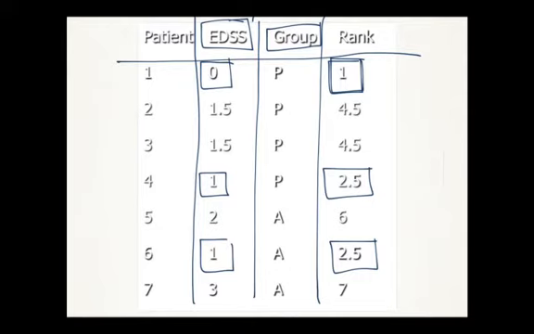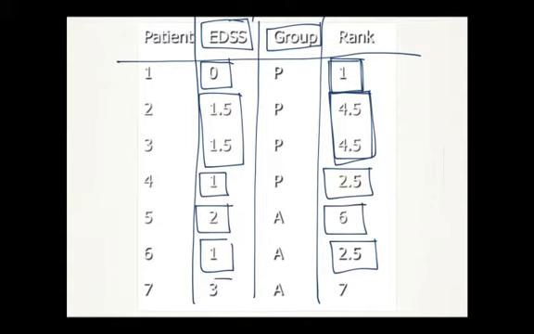Similarly, the next biggest number also appears twice, 1.5. And so the ranks that would need to go to these two observations are 4 and 5. So we just take the mean and get 4.5 and assign the rank of 4.5 to each of those. Okay, then the next largest number is 2, that's the 6th rank, and finally the largest number is 3, that gets the rank of 7.